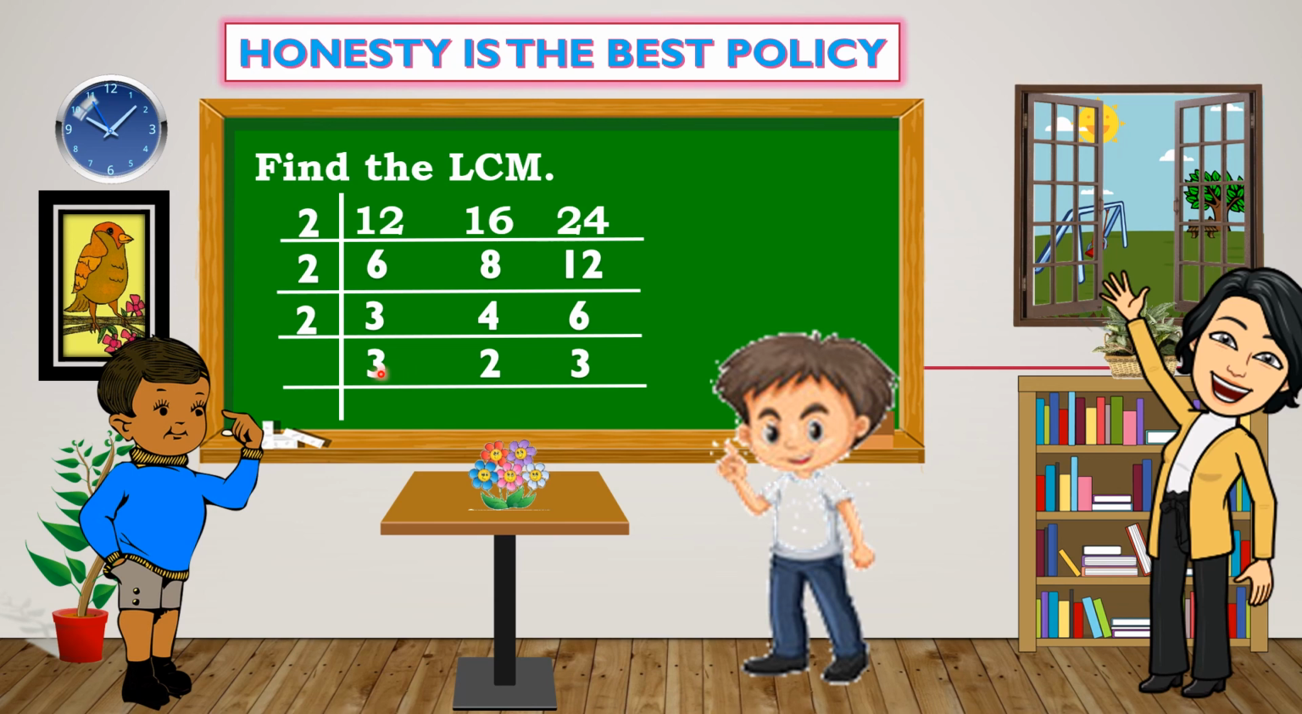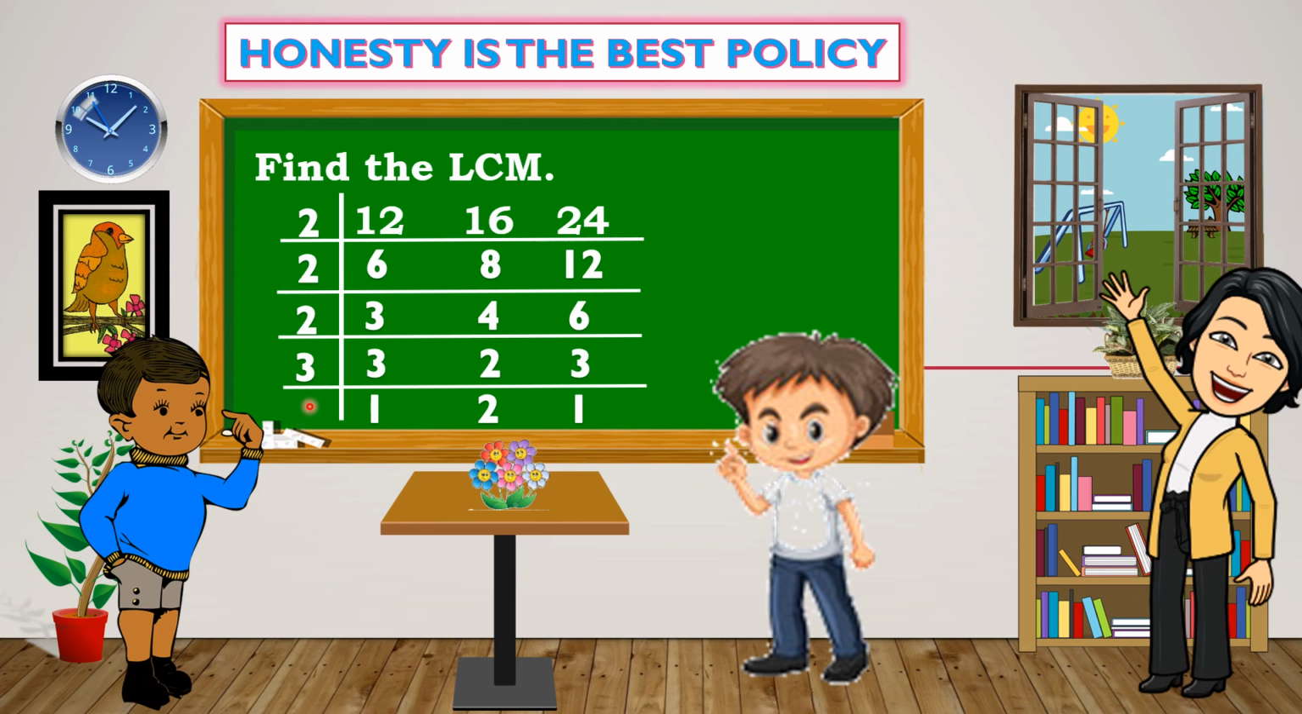So, there are still prime factors that we can divide into these 3 and 3. So, let us use 3. So, 3 divided by 3 equals 1. 3 divided by 3 equals 1. So, just bring down 2 because 2 is not divisible by 3.